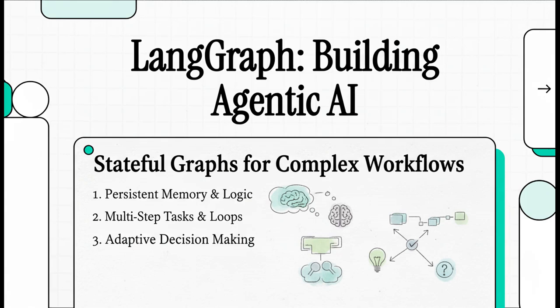All right, let's talk about building AI that can actually think. We're diving into LangGraph, which is honestly a total game changer for creating those complex, agentic systems that can reason and adapt on the fly.